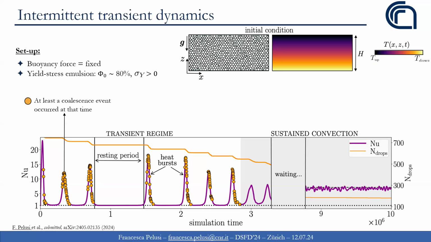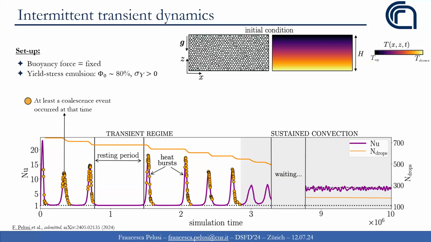Each bullet here corresponds to the detection of one coalescence event, meaning that when the system is placed in motion again, then some coalescence events are triggered, and the system is changing from the structural point of view if you let the dynamics go on. Then if you are patient enough, you will reach a stationary state in terms of the Nusselt number.